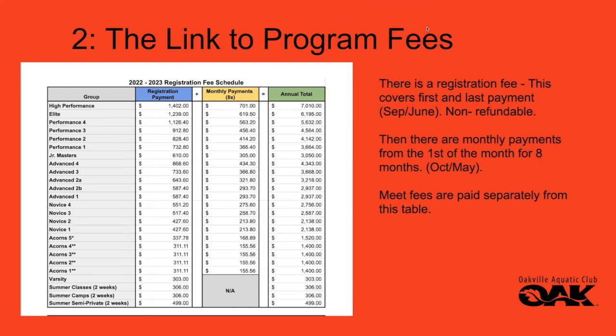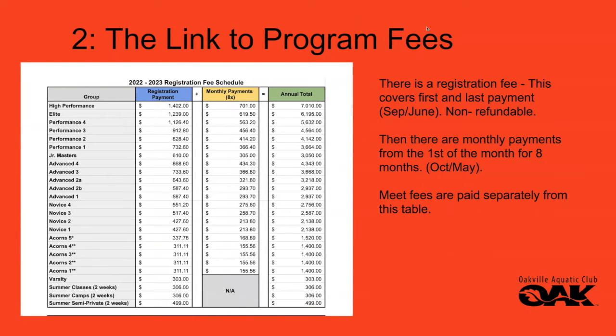As you can see on your screen here, this is the 2022-2023 registration fee schedule. On the left, you can see which group your child is in, and then scroll across and you'll see your registration payment. This registration fee covers your first and last payment, so that's just like you would if you were renting a house, for example. That would be September and June. Important to note here that this is non-refundable.